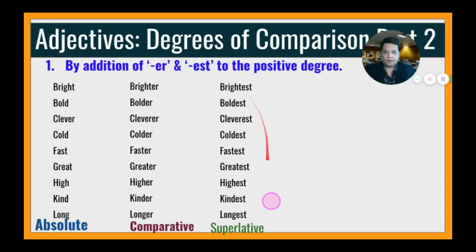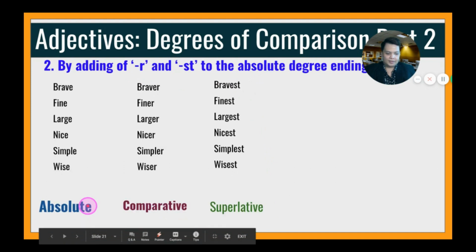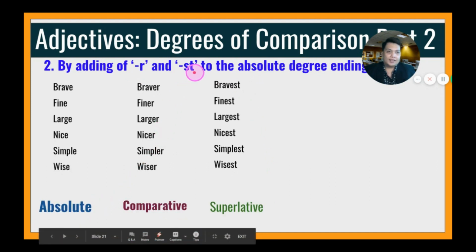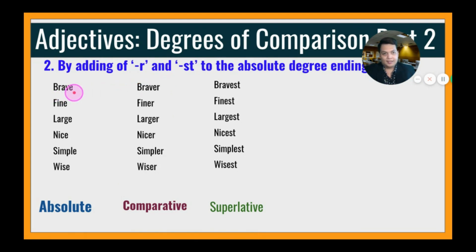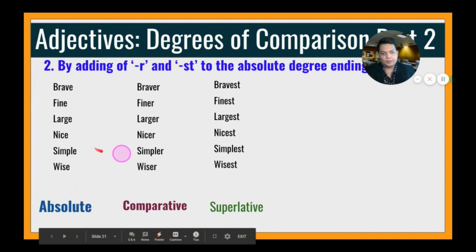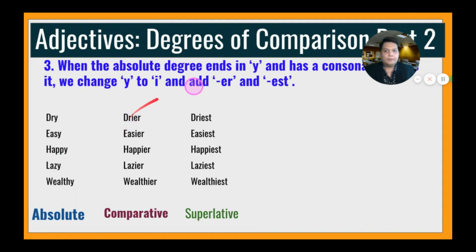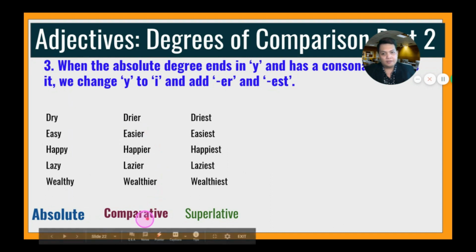Here are the examples. We also add r or st if the base or absolute adjective already ends in e. When the absolute degree ends in y, we change y to i and add er for the comparative and est for the superlative. Still good?